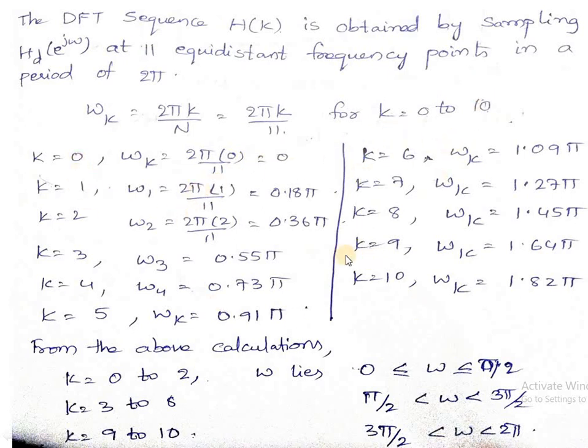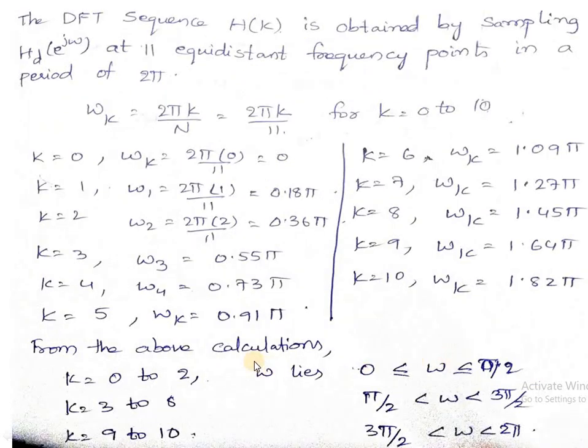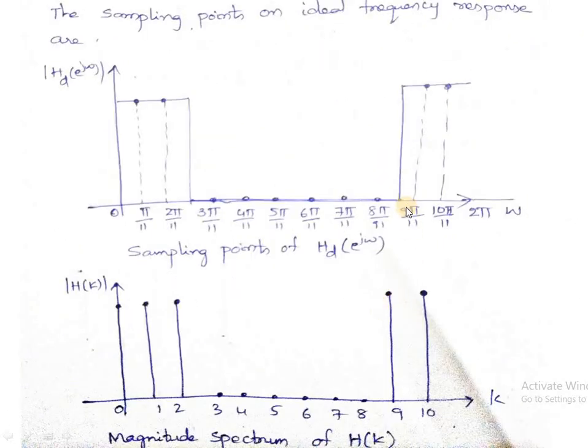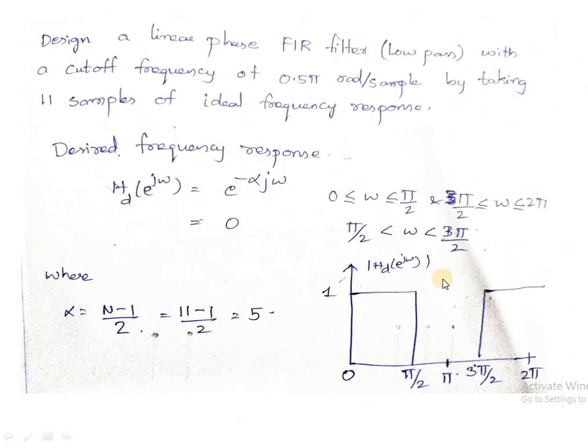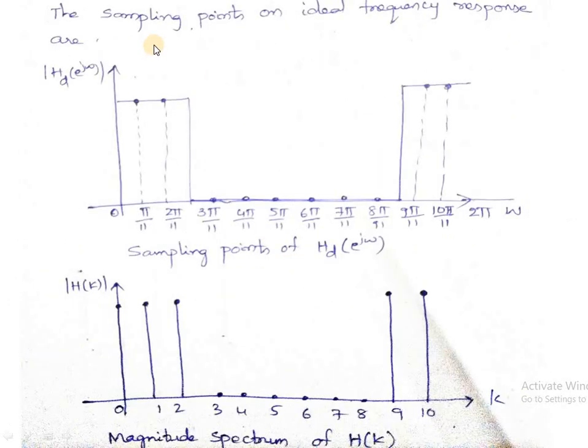I identify 11 frequency points, or 11 samples, and I was also able to see from the above calculations that for k equal to 0 to 2, the samples lie within the passband from 0 to pi by 2, and the samples from 3 to 8 lie in the stop band region from pi by 2 to 3 pi by 2, and for k equal to 9 and 10, they lie once again in the passband region from 3 pi by 2 to 2 pi. Therefore, the sampling points on this ideal frequency response are now given as something like this.